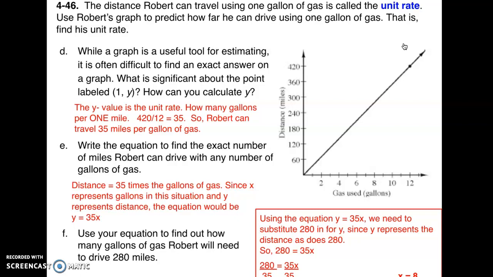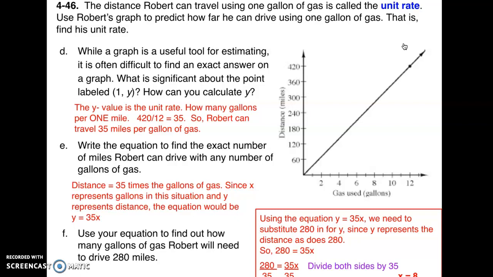So if I have a one-variable equation, 280 equals 35x, I need to solve for x. And right now I'm multiplying x by 35. I need to use the inverse operation in order to solve this. And the inverse operation to multiplying would be division. So I'm going to divide both sides by 35. Property of equality: whatever you do to one side, you must do to the other.